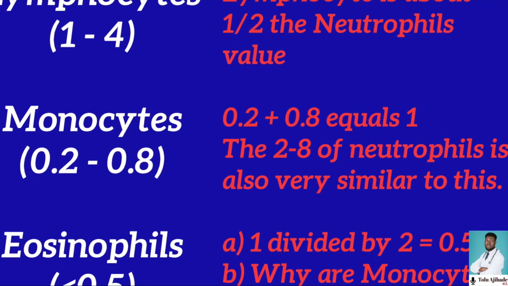Now, how do we remember this? Lymphocytes is 1 to 4. What is less than 1? It means when you go less than 1, you're getting into the decimals. So what's the top range of decimals? You have 0.8 downwards. So we have 0.2 to 0.8 is the value for monocytes. Now, how do you remember the 0.2 to 0.8? If you add 0.2 and 0.8, you have 1.